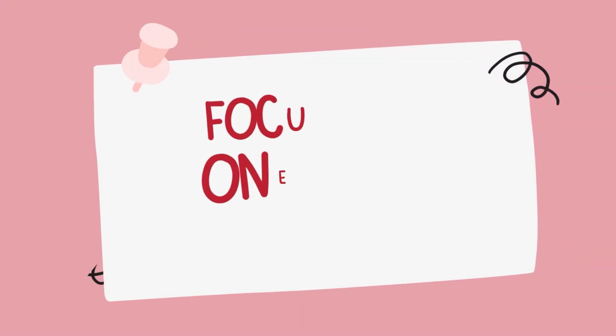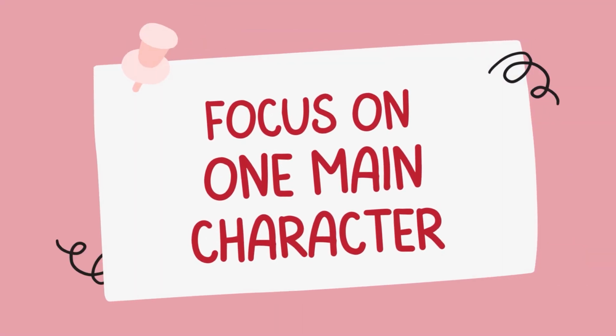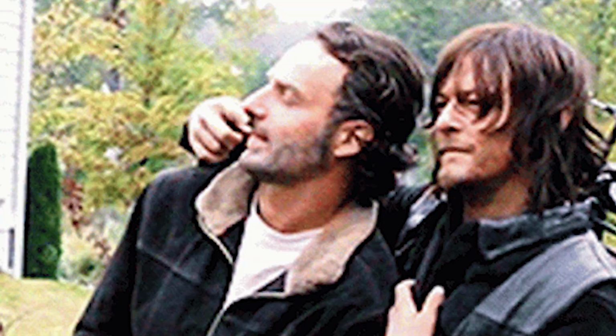Tip number 6 is to consider focusing on one main character. So a lot of times when we have an ensemble cast, you will see that each individual character has their own personality and they're very distinct, but usually there's one main character, and it's often the character we meet first, that the main part of the story is introduced. So if you think about The Walking Dead, it's Rick. Rick is the main character of that series.